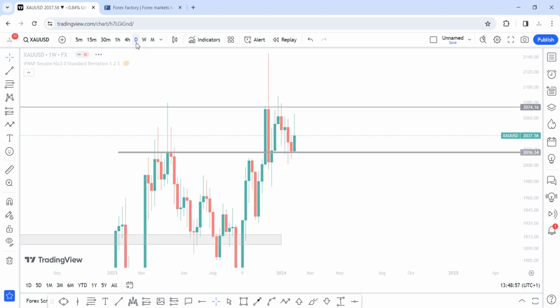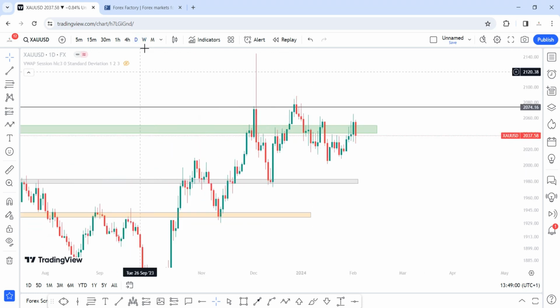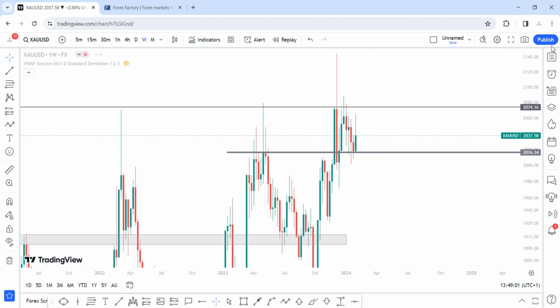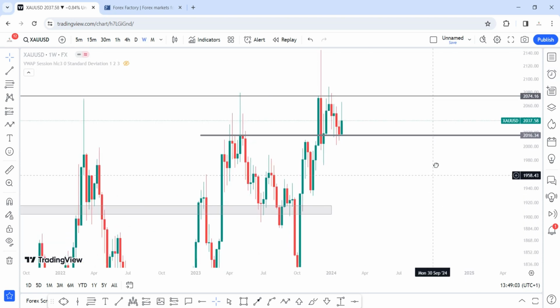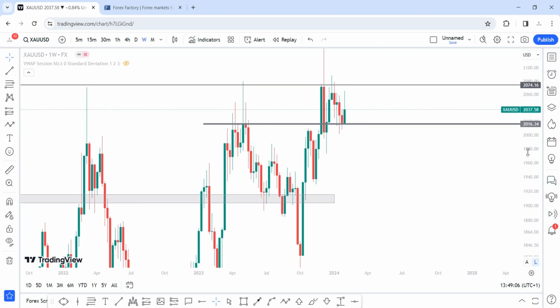Let me go to the daily time frame to give a clearer picture. Okay, sorry, let's go back to the weekly time frame. So I'd like to see price break and close below the 2016 area before I can have a strong confirmation that price is going to fall to the downside.